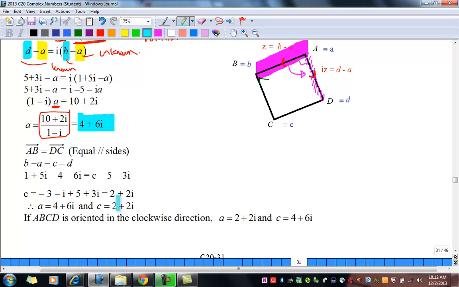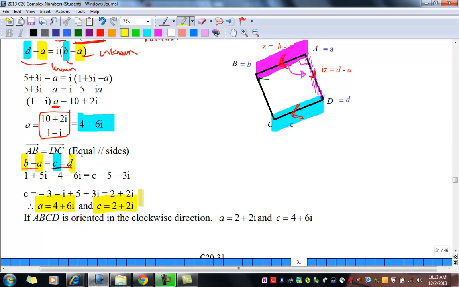In fact, we can see that it can be done in the same way, and I know that DC is going to be equal to AB. Taking note of the direction, I have to go in the same direction, which means that B minus A is C minus D. And so once again, I have written my unknown C in terms of my three known complex numbers A, B, and D, and thus I am able to work out the two complex numbers A and C.